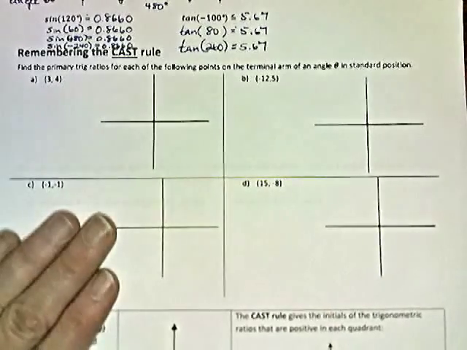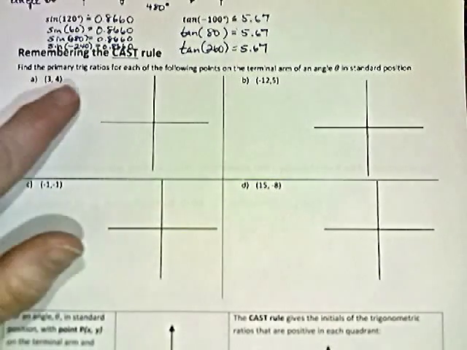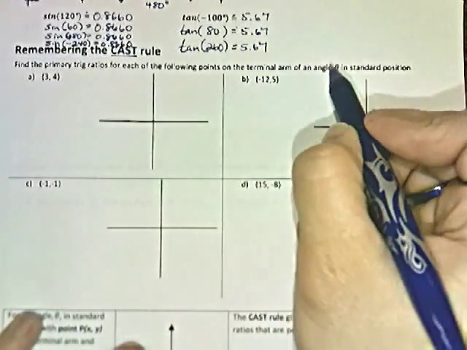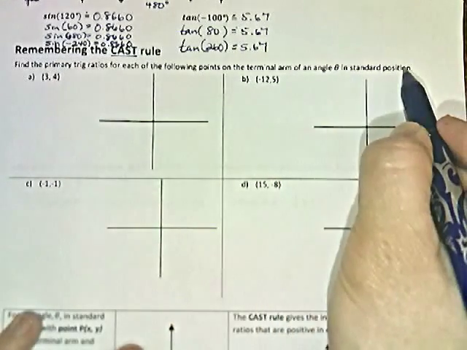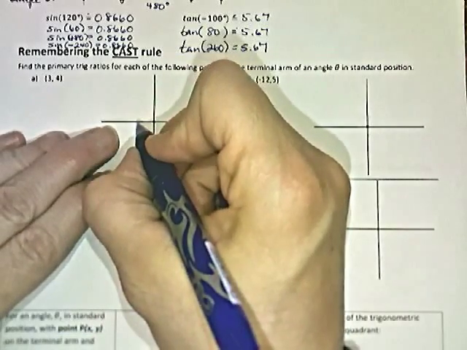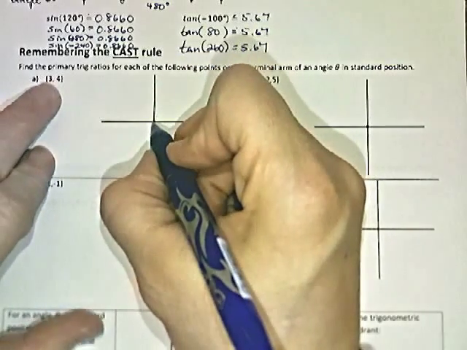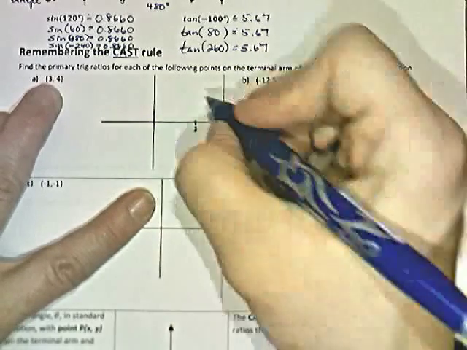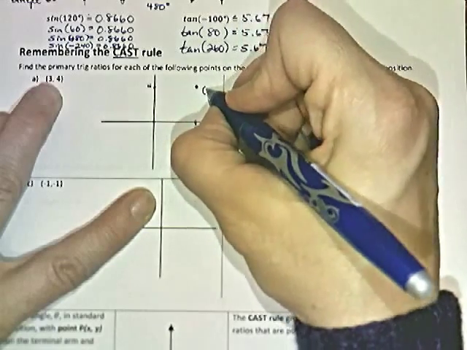You would have been asked in grade 11 to find the primary trig ratios for each of the following points on the terminal arm of an angle in standard position. So if I have an angle in standard position that goes through a point over 3, up 4, so let's pretend we go over 3 and we go up a value of 4, we'll land our point over 3, up 4.